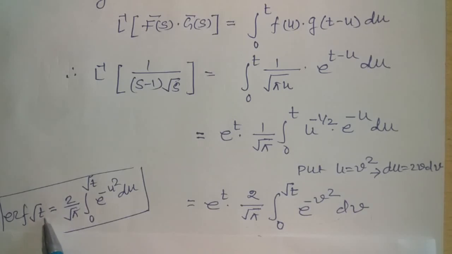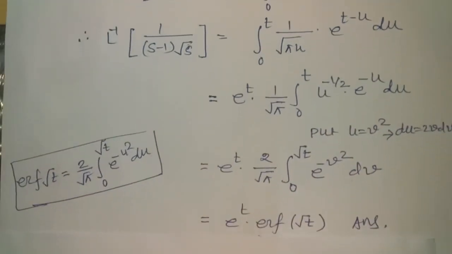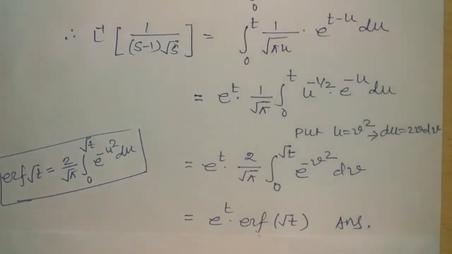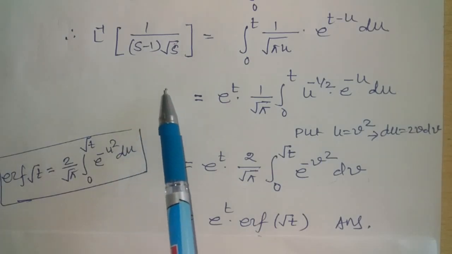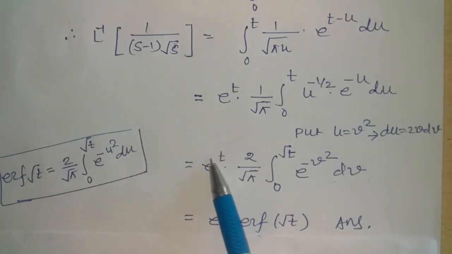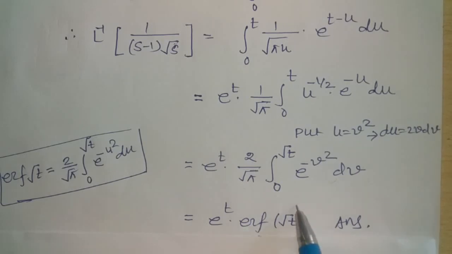We already discussed this in the second video of Laplace transform. So this integral is the error function root t. So finally we have the inverse Laplace transform of 1 upon (s minus 1) into root s is e raised to t into error function root t. So this is an important question. In the next video we will take a few more questions on the convolution theorem. So see you in the next video. Thank you.